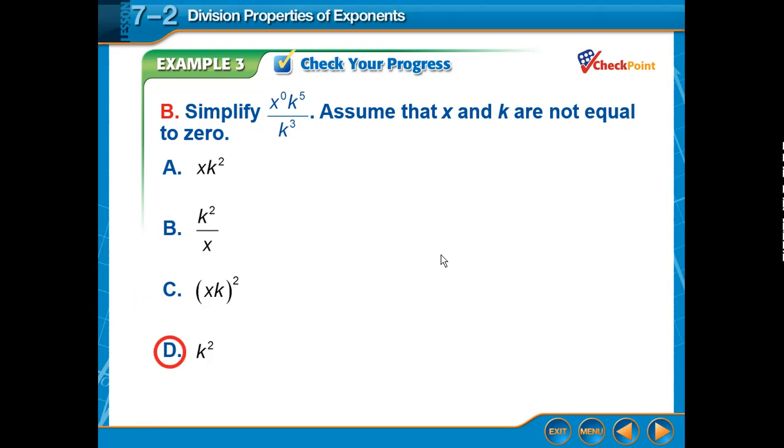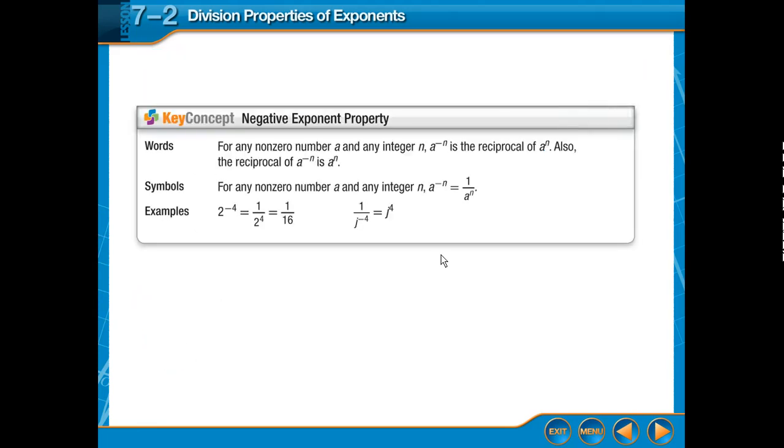Okay, negative exponents. For any non-zero number a and any integer n, a to the negative n is the reciprocal of a to the n. Also, the reciprocal of a to the negative n is a to the n.